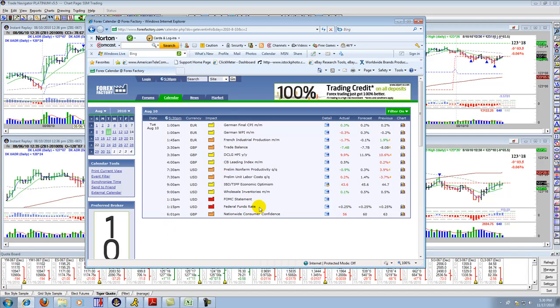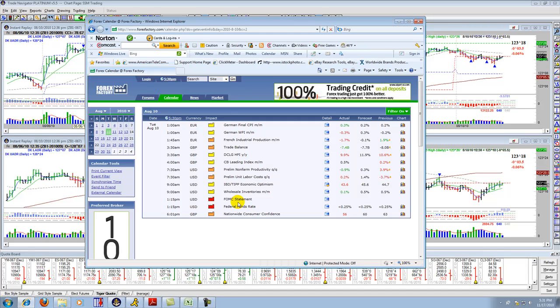And what's the rule when we see that coming into the particular trading day? If we see this on our day, we don't want to trade in front of it, right? So the federal funds statement is coming out on this Tuesday, August 10th. Therefore, we don't want to take this trading day.